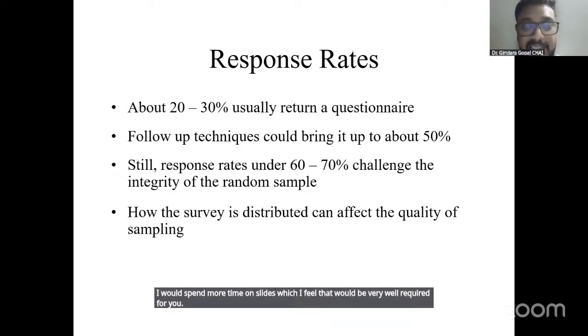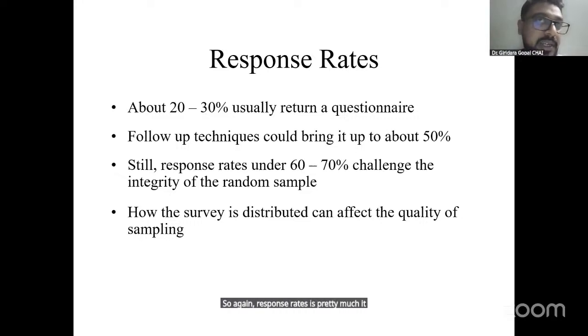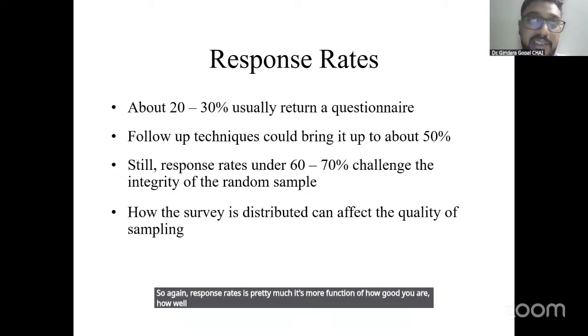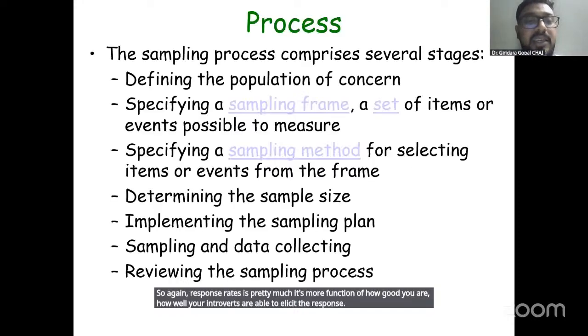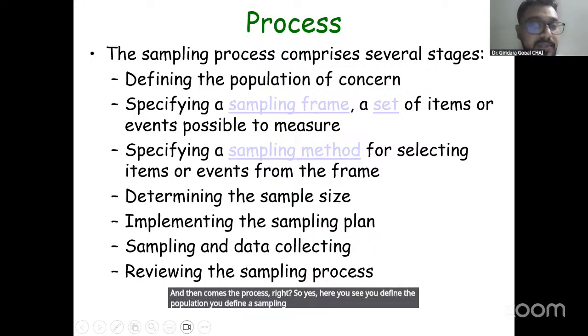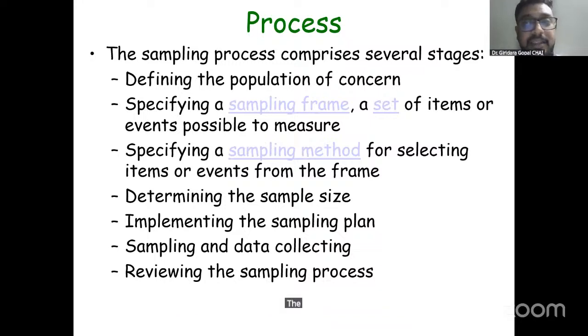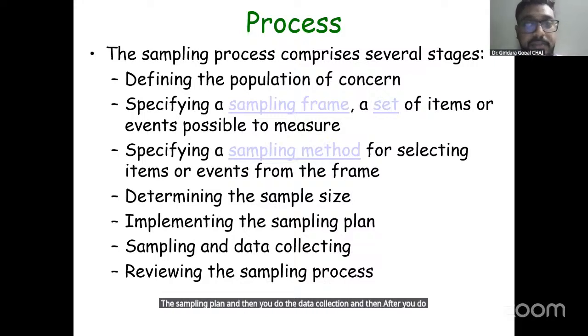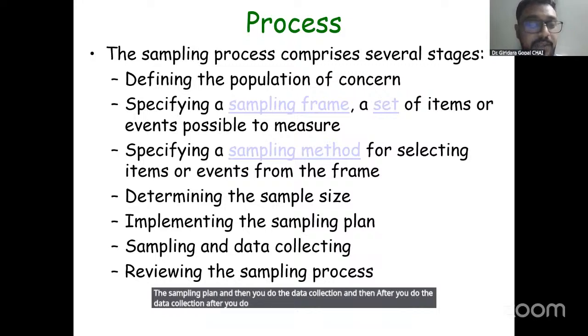Again, response rate is more a function of how good you are, how well your interviewers are able to elicit the response, and then comes the process. So here you see, you define the population, you define a sampling frame, then you specify a sampling method, and then you determine the sample size and the sampling plan, and then you do the data collection. After the data collection, you look at whether your sampling has been great, and whether your estimate from the data is correct or not.